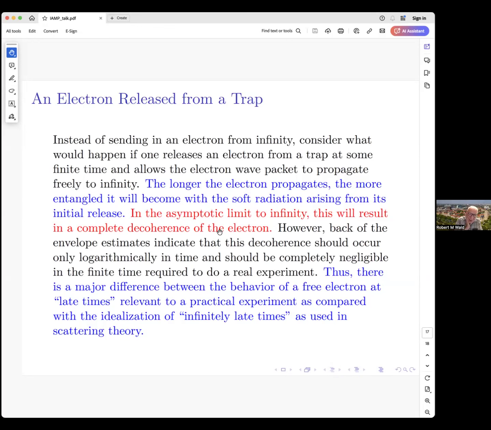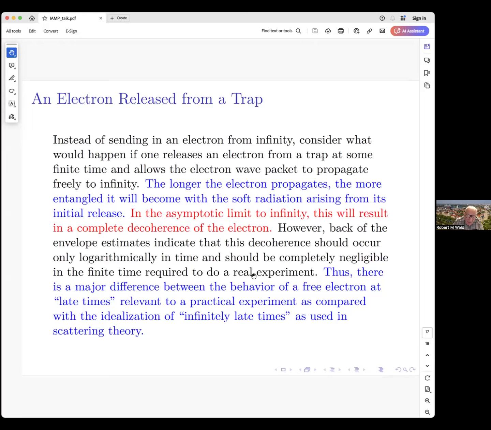So why don't we find things like this when we do laboratory experiments with electrons that seem to maintain their coherence? Well, if you look at the nature of this effect, the decoherence is occurring only logarithmically in time. And in any finite time required to do a real experiment, this decoherence is a completely negligible effect.